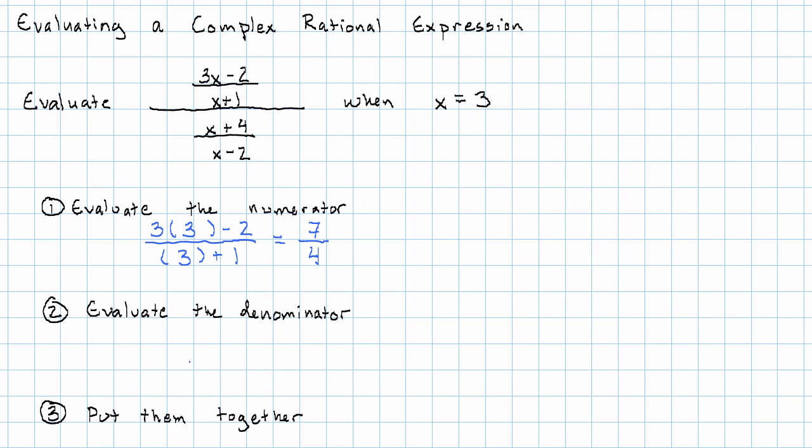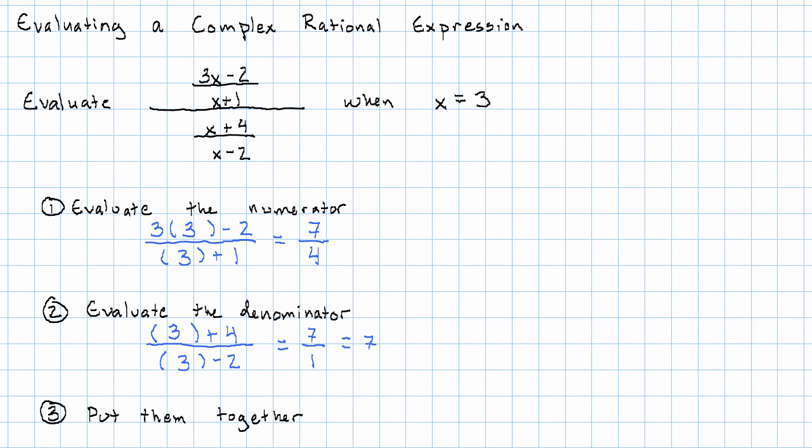To evaluate the denominator, well, we have x plus 4 over x minus 2, and we're plugging in x equals 3. So 3 plus 4 is 7, 3 minus 2 is 1. We get 7 over 1, which we'll just write as 7.